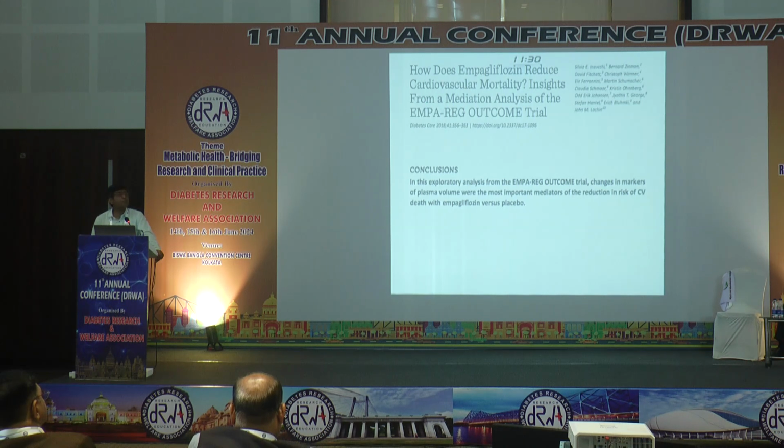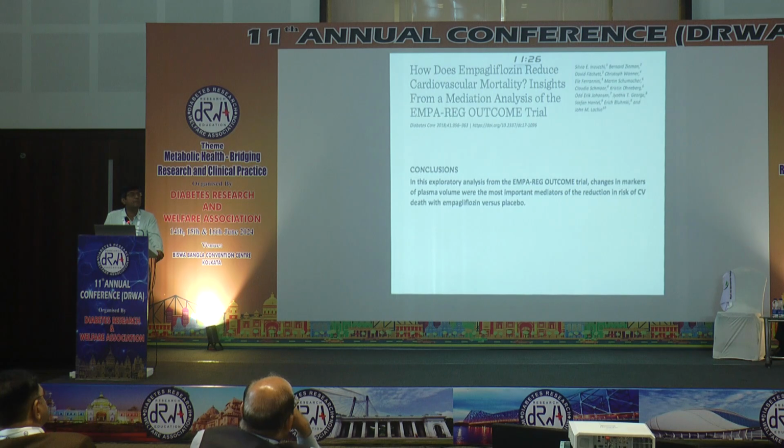Now, this is a beautiful paper by Inzucchi in Diabetes Care, who tried to figure out why people benefited in the EMPA-REG trial. And they found that the only predictor of benefit was change in hematocrit. Now, is atherosclerosis related to your hematocrit? Unlikely. Heart failure is related to change in hematocrit.